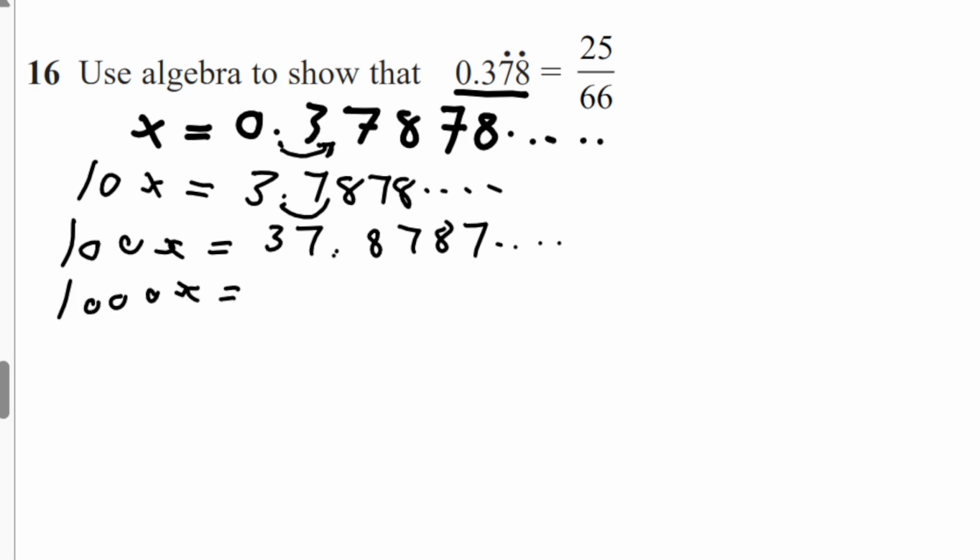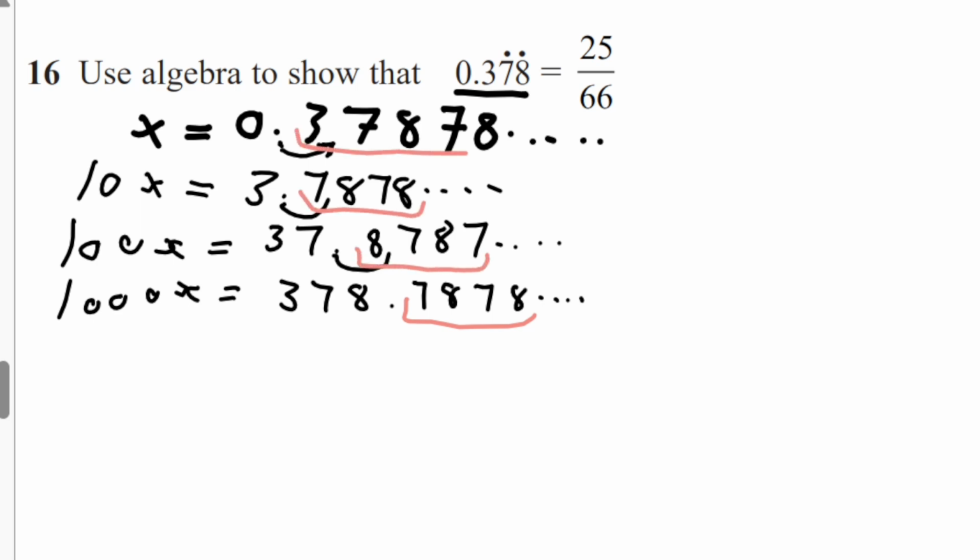is equal to, this again will jump, so it's 378.7878. We stop, we compare again. Does this one look like this, this, or this? Yes, this looks like this. Look at that, 7878, and this is 7878. Yeah, so they are the same.